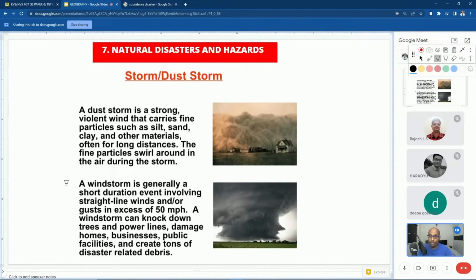Then what is a windstorm? It is generally a short duration event involving straight line winds or gusts in excess of 50 miles per hour.